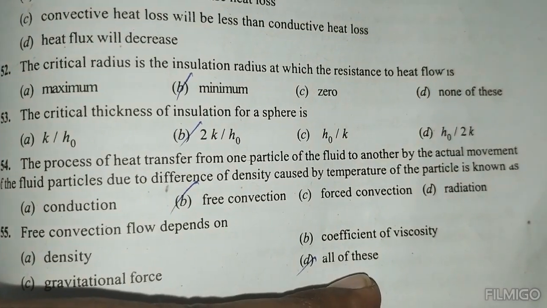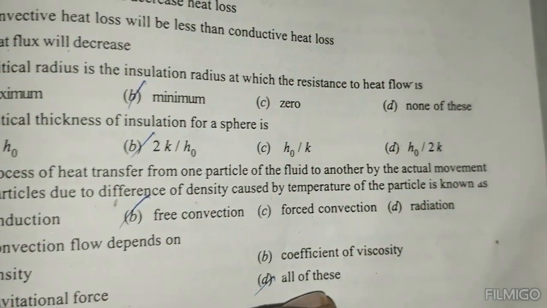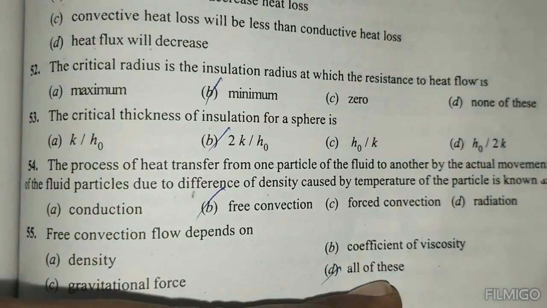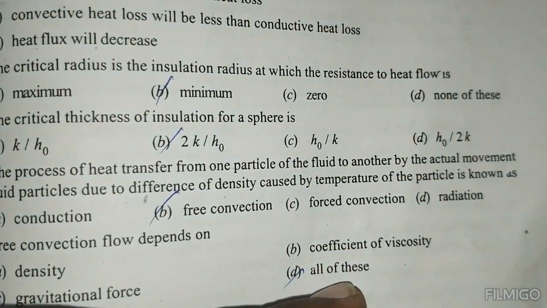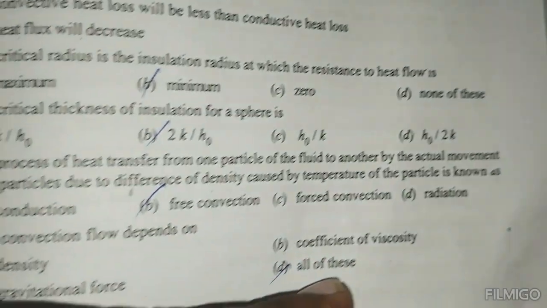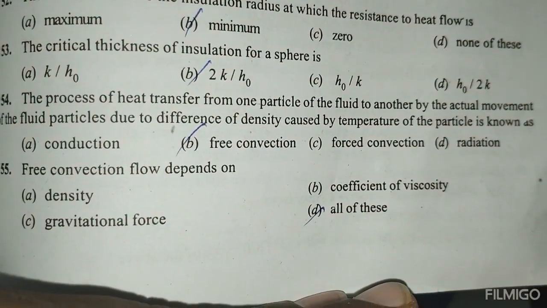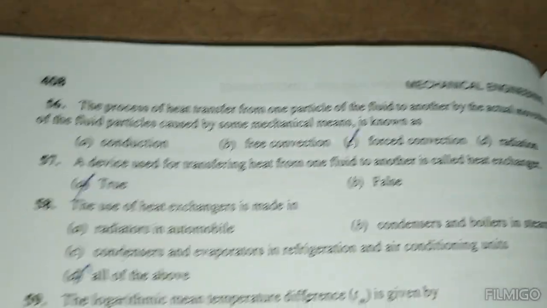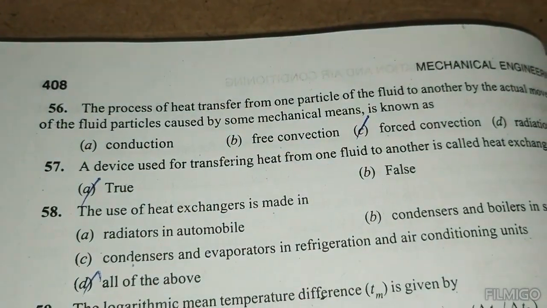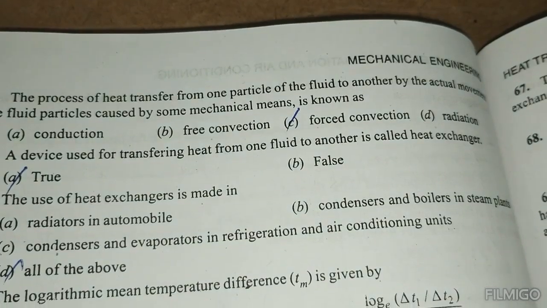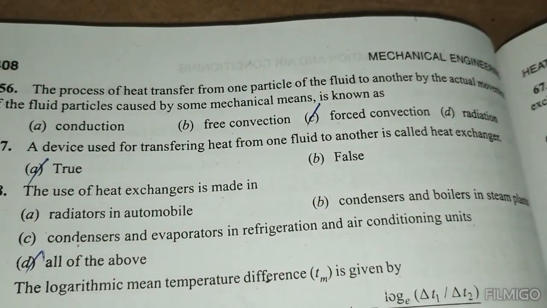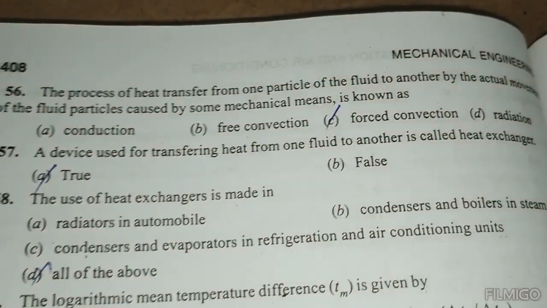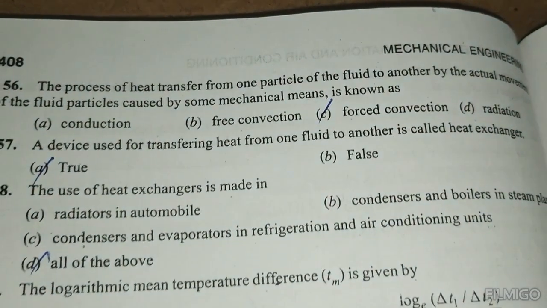The process of heat transfer from one particle of fluid to another by actual movement of the fluid particles due to difference in density caused by temperature of the particles is known as free convection. Free convection flow depends upon all of the above. The process of heat transfer from one fluid particle to another by actual movement of the fluid particles caused by some mechanical means is known as forced convection.